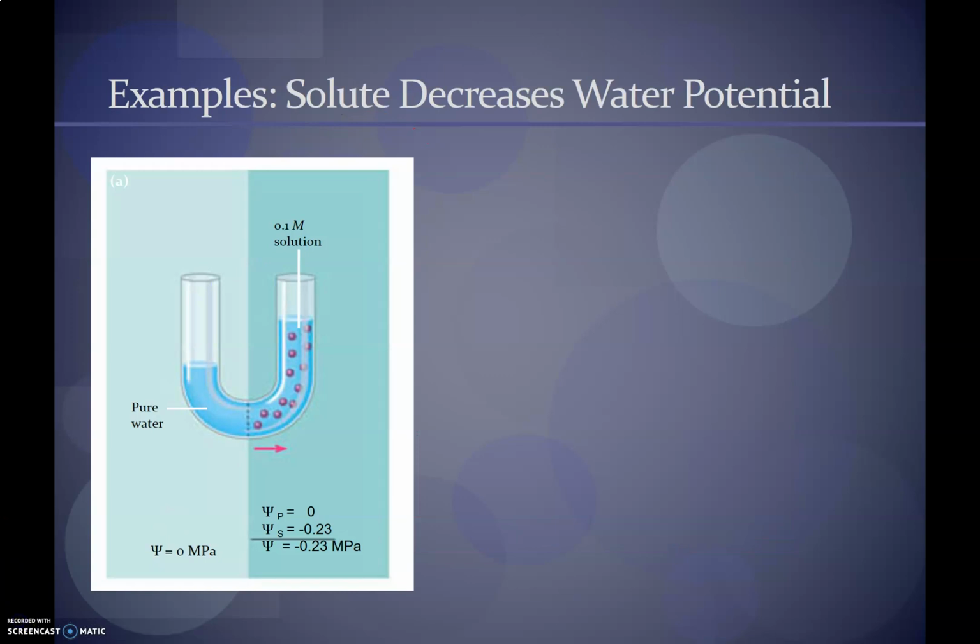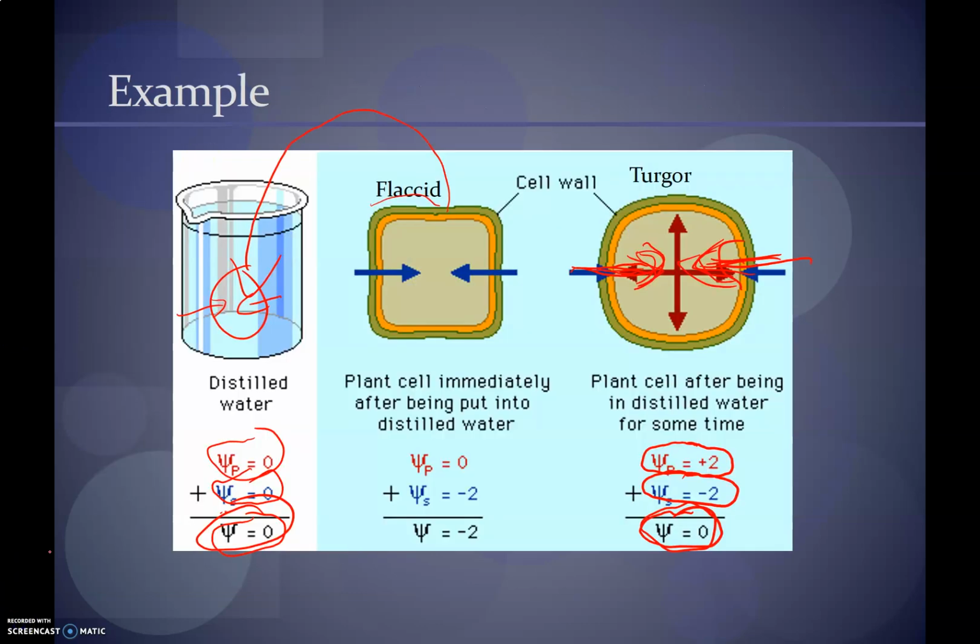And let me just go back for a second to summarize. Hold on. This is what's going to happen if any plant cell is put in distilled water. Water will flow into the cell until there's enough pressure created that it cancels out the negative solute potential.